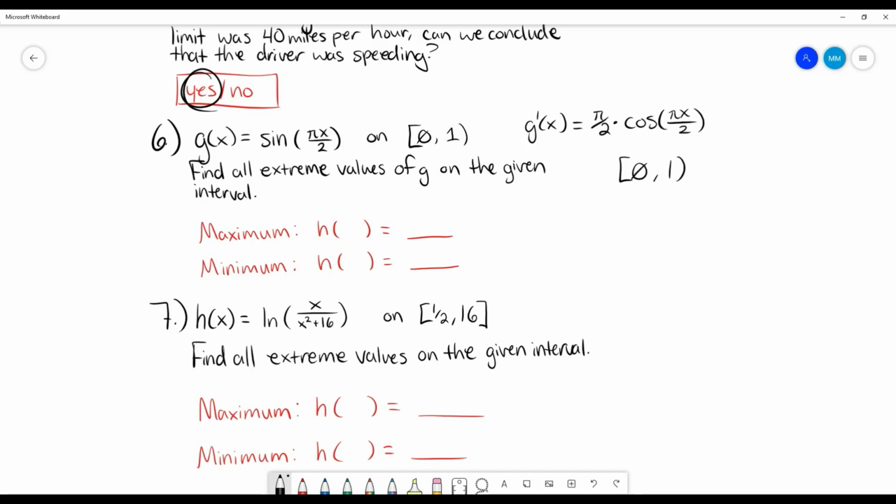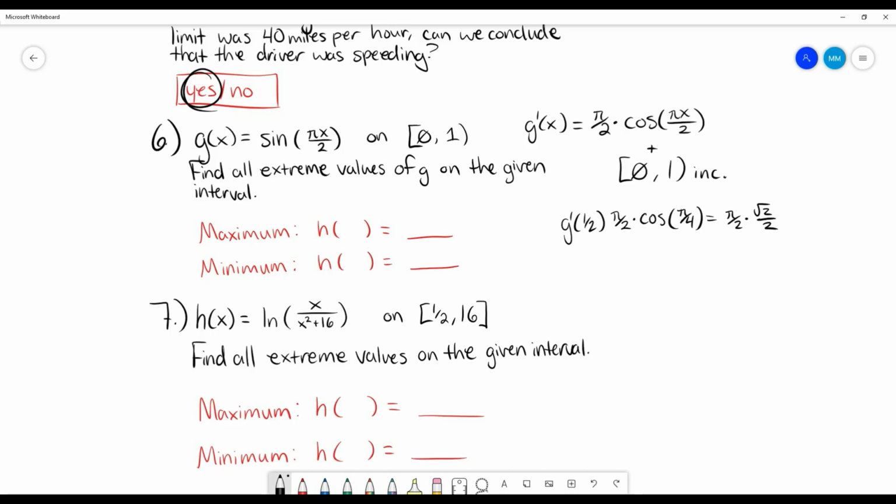So on this interval, let me just plug in a point in here. I'm going to plug in maybe a 1/2. So if x equals 1/2, then I get pi over 2 times cosine of pi over 4, right? Because pi over 2 times 1/2 is going to be pi over 4. And that's going to be pi over 2 times the square root of 2 over 2, just based on our unit circle. This is positive, which means it's increasing on this interval.